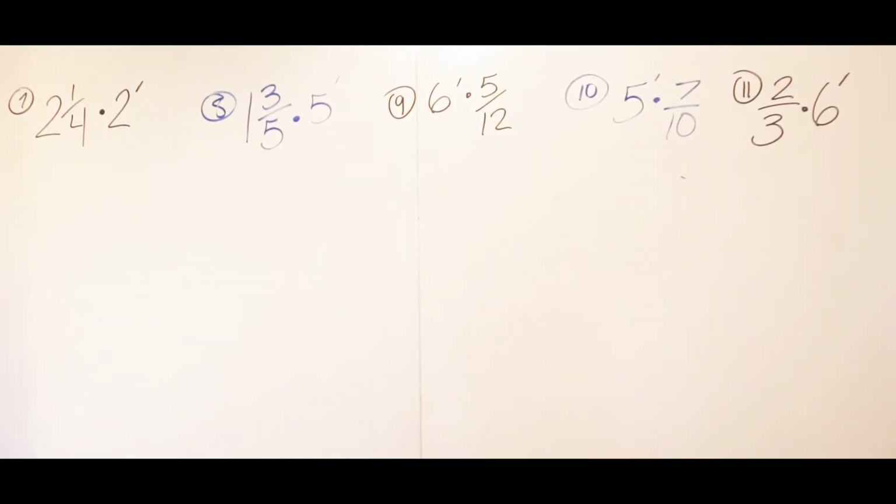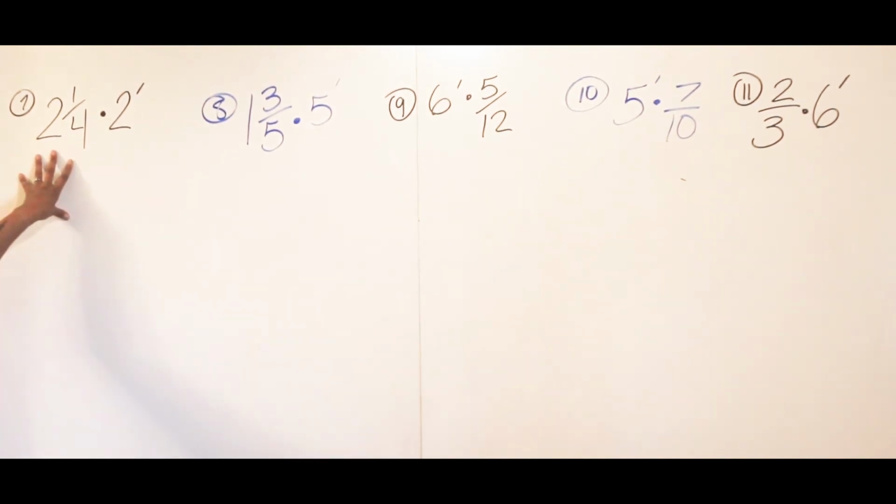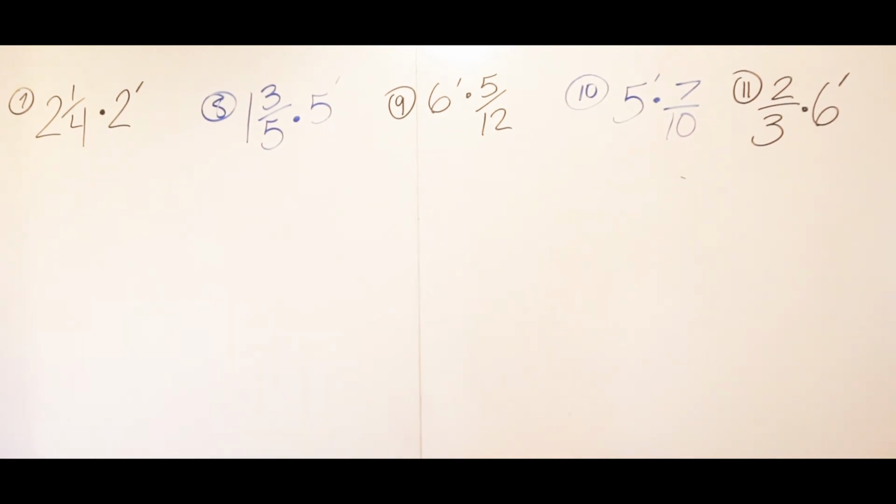Alright, so couldn't get through all those. Let's hit number 7 in this next batch. Number 7, we have 2 and 1/4, not inches or not feet, times 2. That unit of measurement is on that 2, so we've got 2 feet. So we have a mixed number to the left, we have a whole number to the right.